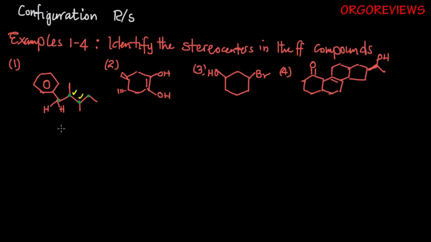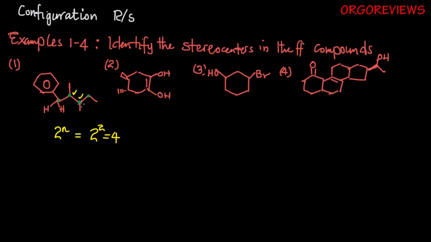Now there is a formula to calculate how many stereoisomers you can get, which is 2 raised to the power n. So n is the number of stereocenters in the structure. So in this case, you're going to have 2 raised to the power 2 giving us 4 possible stereoisomers from this structure.